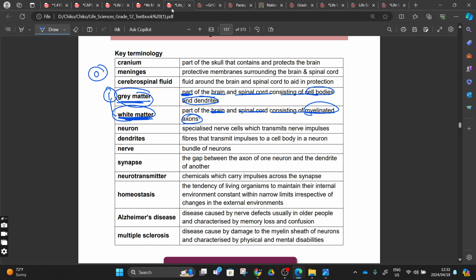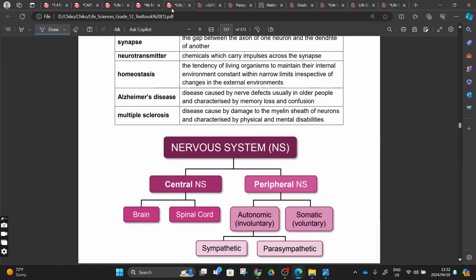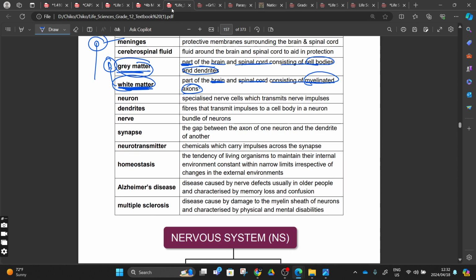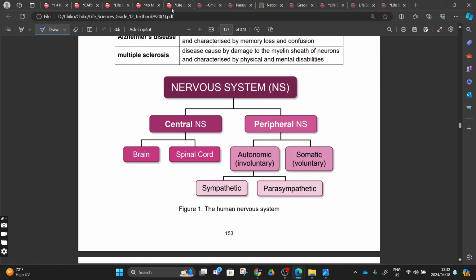In the brain, it is vice versa: the gray is outside and the white is inside. Right? I hope you understand that, or I hope that if you see it somewhere, you know what I'm talking about. So from there today, the information that we can take from these terminologies: neurons, impulses, synapses, nerves, homeostasis. You understand what is homeostasis, and then we are moving on.